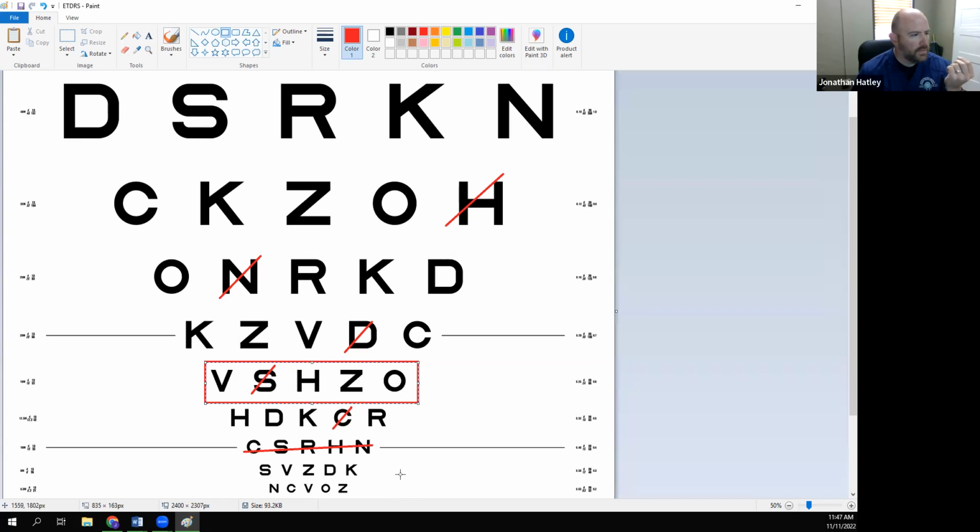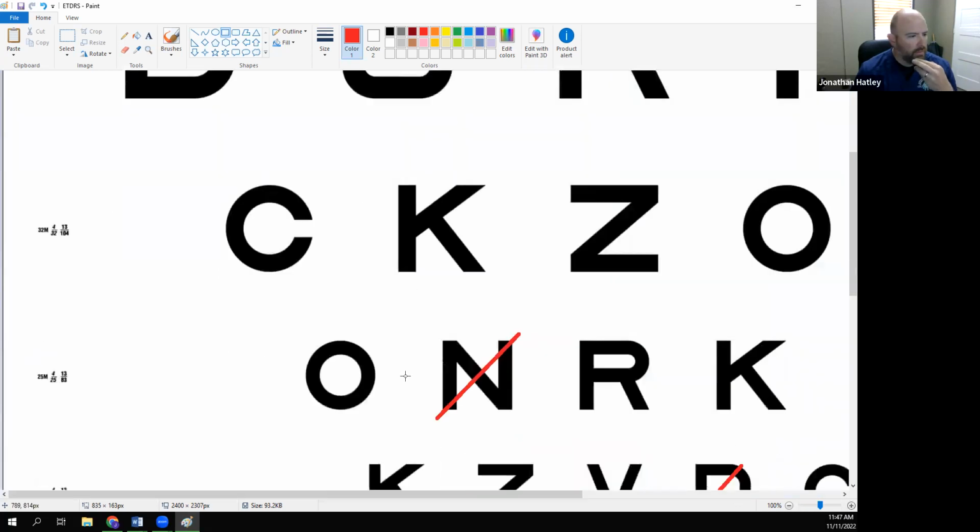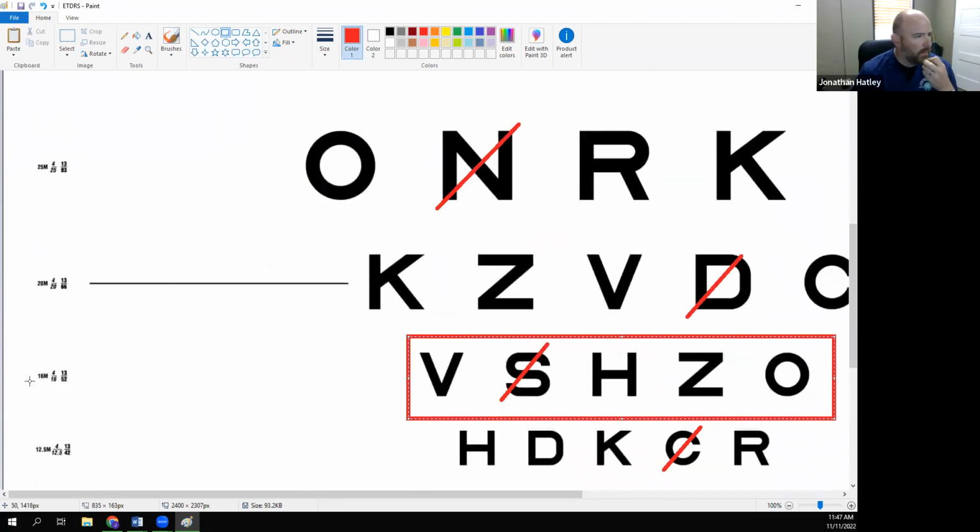So in this case, instead of saying 4 over 12.5 M minus 1, as we did before, what we would instead do is come over here and say, well, because they missed 5 letters throughout the entire test, they got 25 letters total correct. We would count down to 25 and say, okay, this is the 16M line. The test was conducted at 4 meters. So the visual acuity will be 4 over 16M.